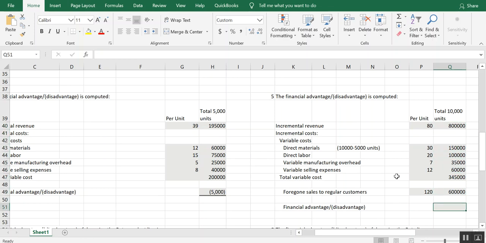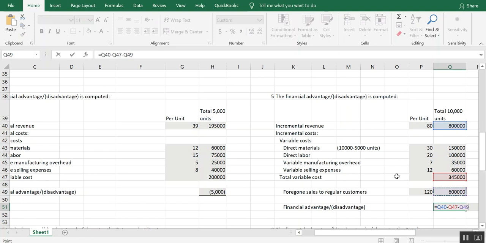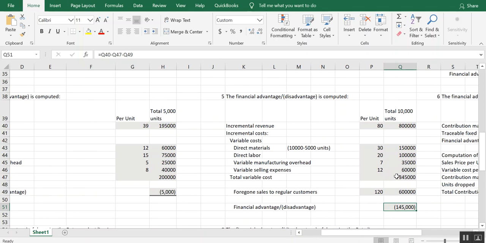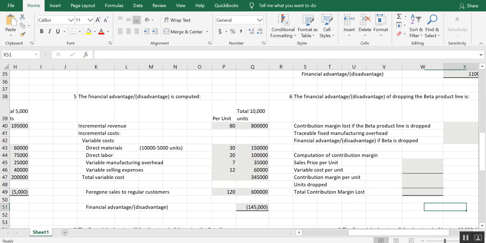So what we want to do now is to take the $800,000 in incremental revenue minus the $345,000 in incremental expense minus the $600,000 in opportunity cost to get the net financial disadvantage that we're going to have, which is $145,000. This is basically looking at the problem and saying, okay, what differs between these two decisions? And the one thing that differs is the quantity of units we're selling and to whom. And so now we have a financial disadvantage for number 5.